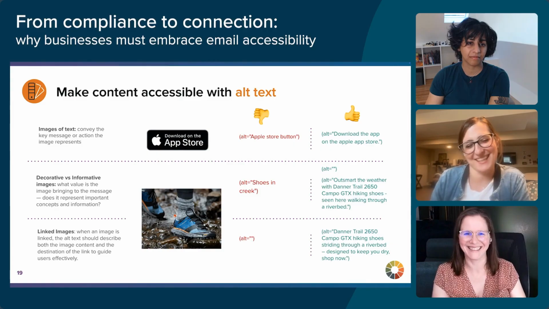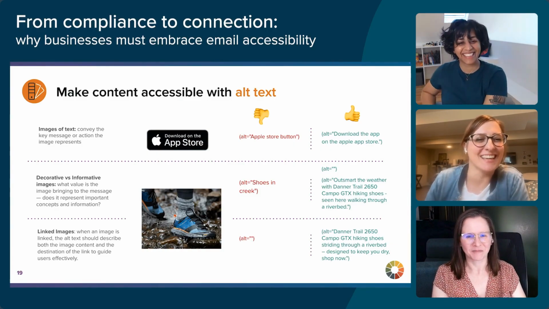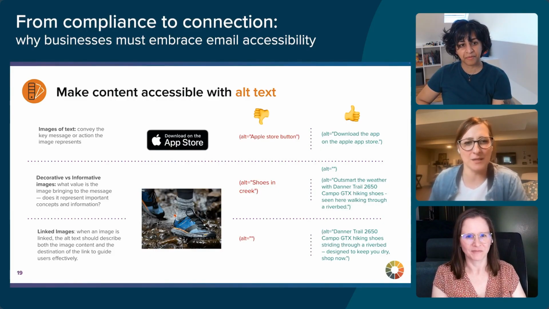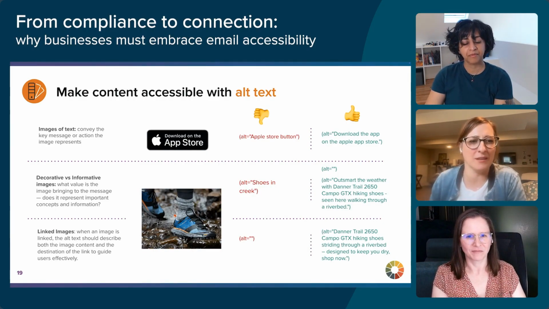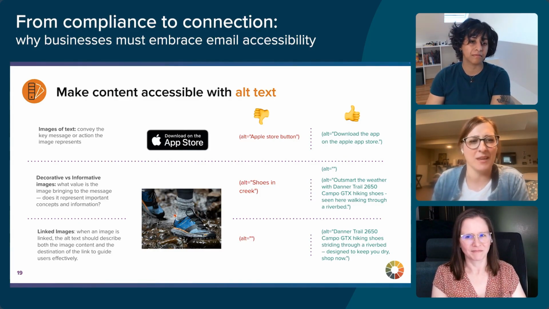Say that 10 times: Apple App Store. I've included visual text here, leaving a placeholder for that brand name, but this way users get full context rather than just a generic label. Additionally, if the same text appears somewhere else in the email, sometimes we can skip that redundant alt text to keep things a little more concise.